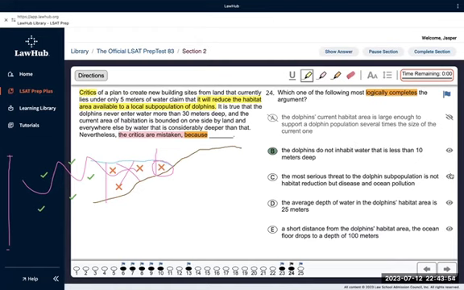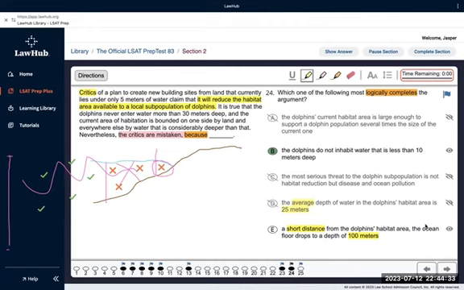Threat to the population, again, we're not talking about the threat to the population, we're talking specifically about reduction of habitat. Average depth of water, average is really not very helpful, right? Because the calculation of the average could include just 5 meters deep. A short distance from the dolphins' habitat area, the ocean floor drops to a depth of 100 meters. Yeah, again, I don't really care about that.